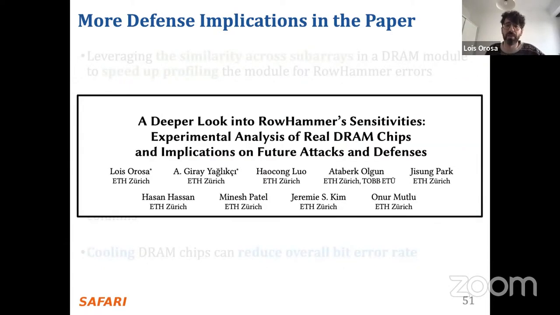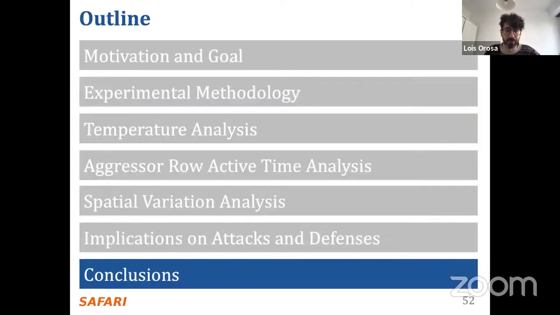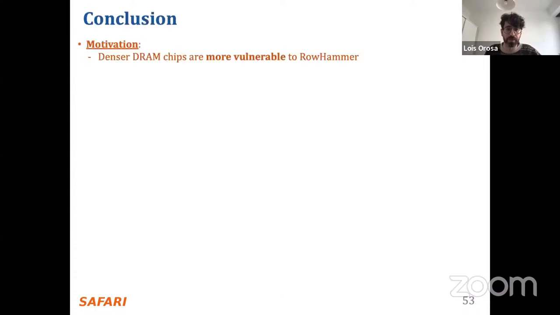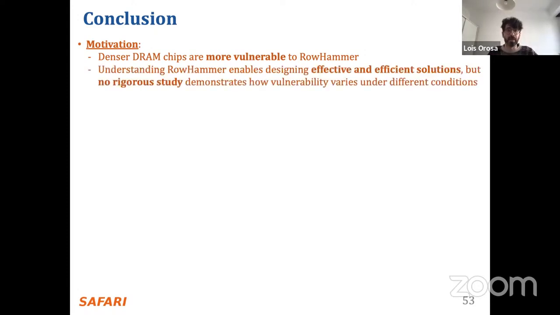Please refer to our full paper for more details on both attack and defense improvements. To conclude, I will come back to the first slide. So, denser DRAM chips are more vulnerable to RowHammer. And understanding RowHammer is critical to find effective and efficient solutions.